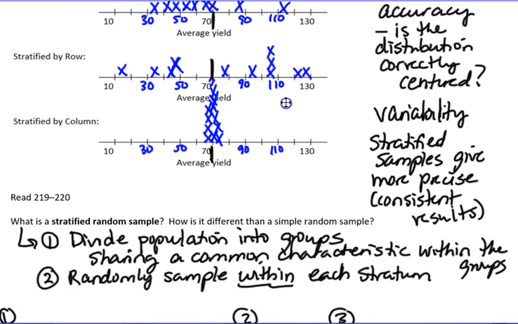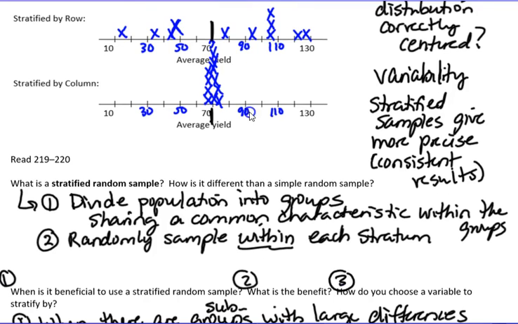So both of these are fairly accurate as far as they're centered in the right place, but when we look at the variability in the results, these are all over the place, particularly the stratified by row, everywhere from an average yield of about 15 to an average yield of about 130. So the variability makes these results very imprecise and inconsistent. So stratifying by column, where we actually took into account that the river had an effect, is really the most effective way to do this sample.